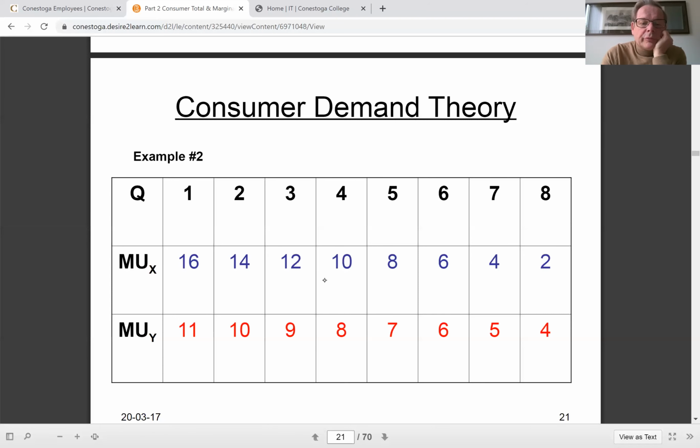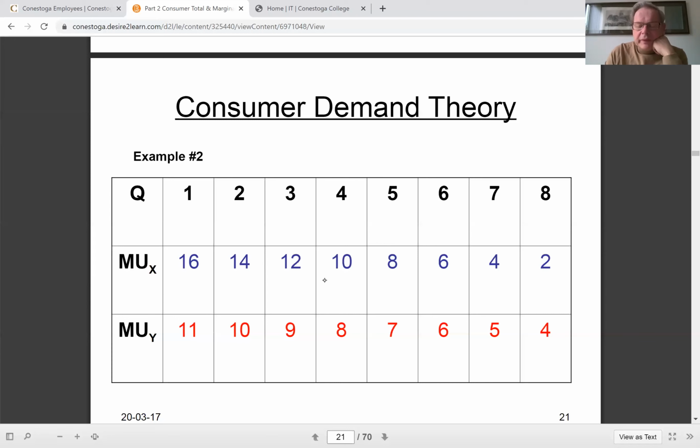The logical consumer is going to buy the first X because they get a higher degree of satisfaction. So the first X will be bought, and they'll get 16 units of satisfaction for a total now of 54, and $2 has been spent for a total of 6. So presently, we've consumed the first 4 Ys and the first X.